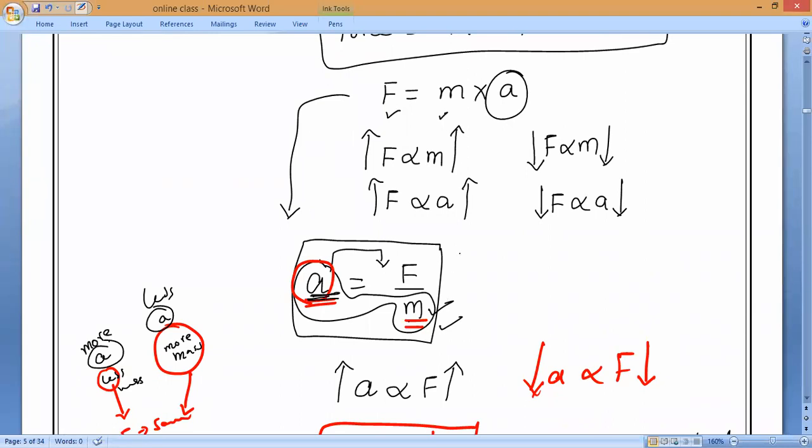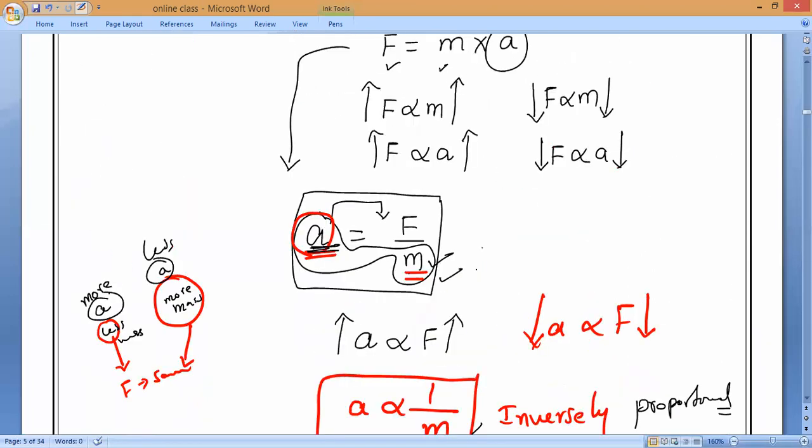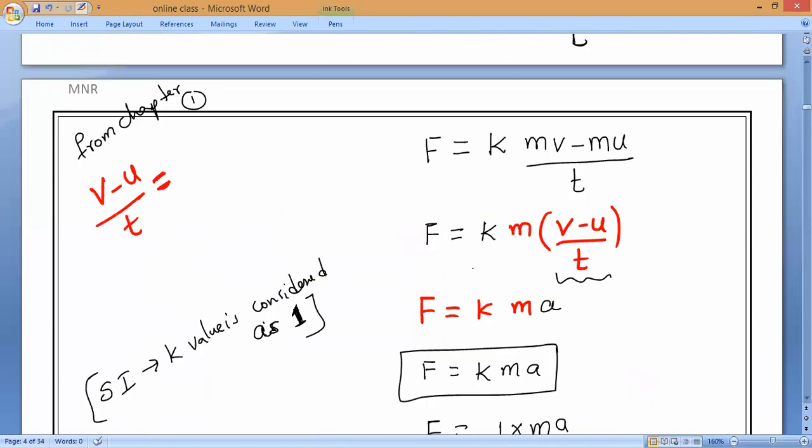So if force increases, mass increases, or force increases, acceleration increases. But if acceleration increases, mass decreases. If mass is increasing, what will happen to acceleration? Acceleration will decrease. So this is Newton's second law of motion. Everybody should solve. In SI unit, what is the K value, guys? Constant. 1. So K is equal to 1. What do we call the proportionality constant? Constant of proportionality. K is equal to 1.